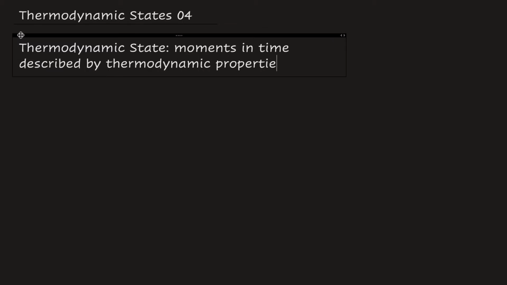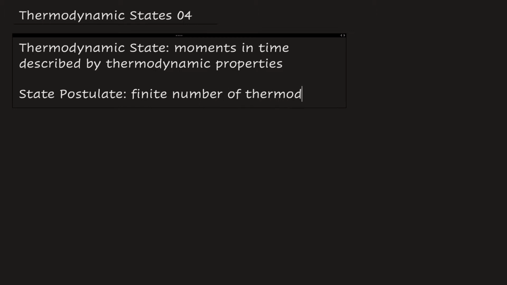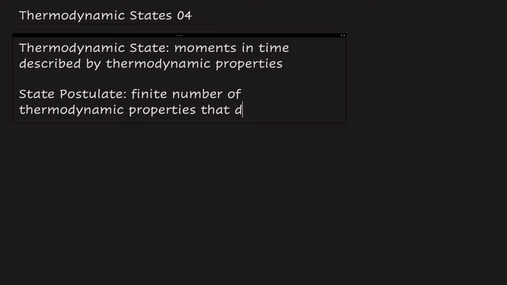These are the same properties that we saw in the first video, so it includes things like pressure, temperature, and volume. Next, we'll define the state postulate, which says that there's a finite number of thermodynamic properties that define a state.